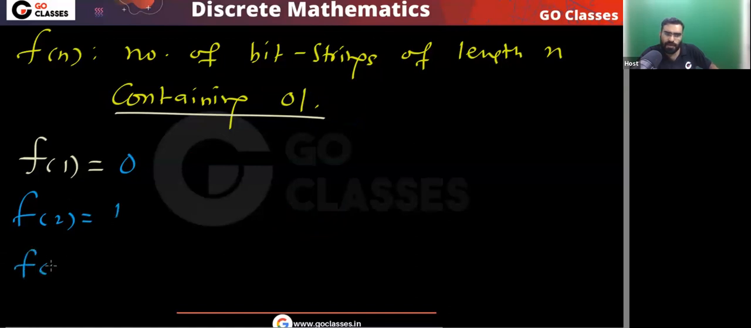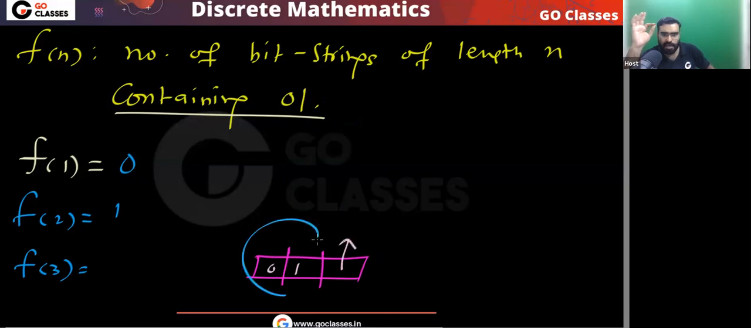What will be F3? Simple point I'm asking: if I put 0, 1 here, can I put anything here? If I put 0, 1 here, my task is done. What I wanted to do is over. I want to contain 0, 1, and already there is 0, 1. So I can put anything here.